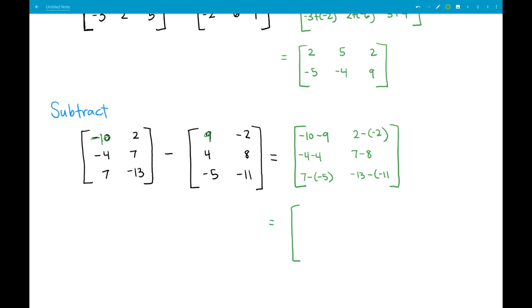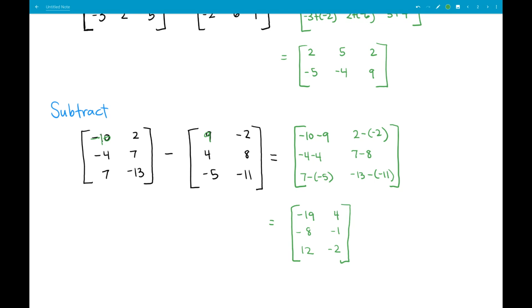So up here in the top left, I would have negative 10 minus 9, which is negative 19. Top right, I have 2 minus a negative 2, which is 4. Now my middle row, I have negative 4 minus 4, which is negative 8. And then 7 minus 8, which is negative 1. And then for my bottom row, I have the 7 minus a negative 5, which is 12. And then negative 13, oops, I forgot my parentheses there. Negative 13 minus a negative 11, which is negative 2. And I've just subtracted those two matrices.